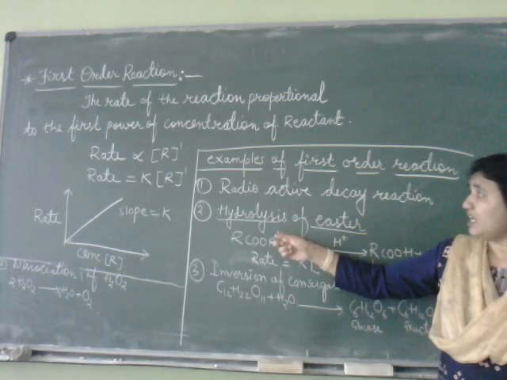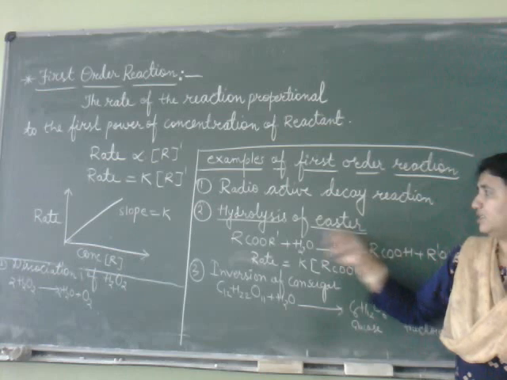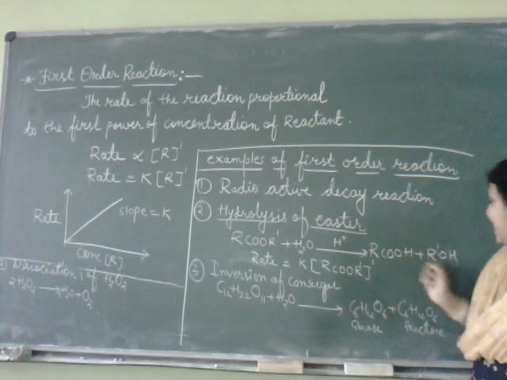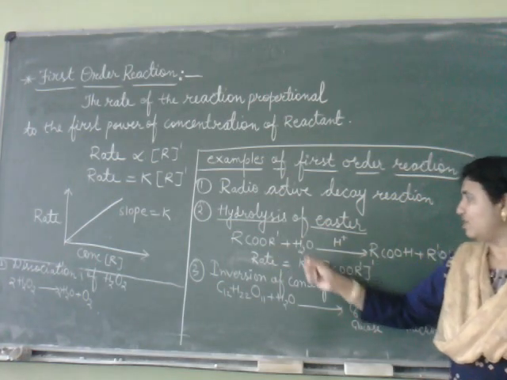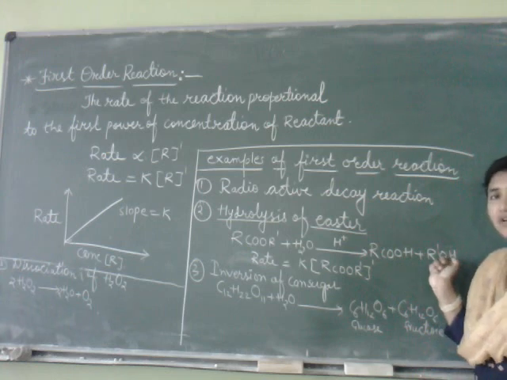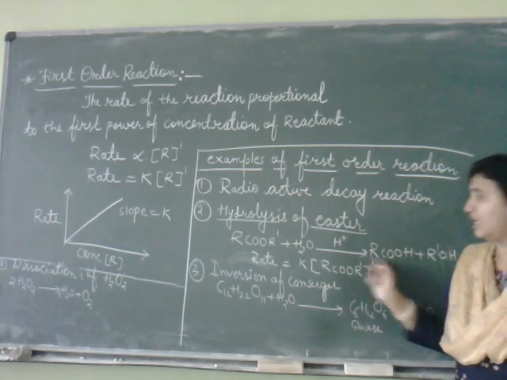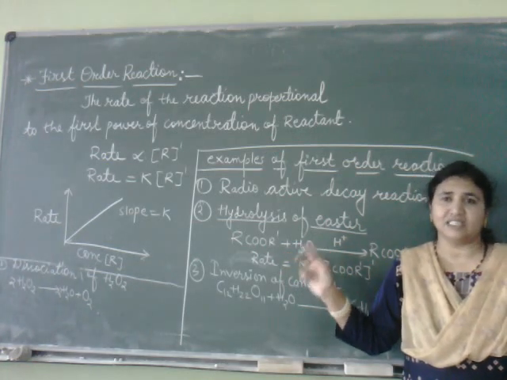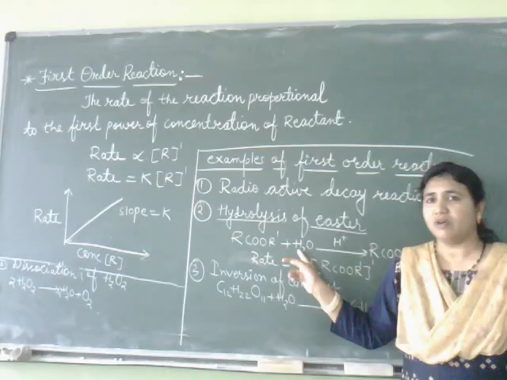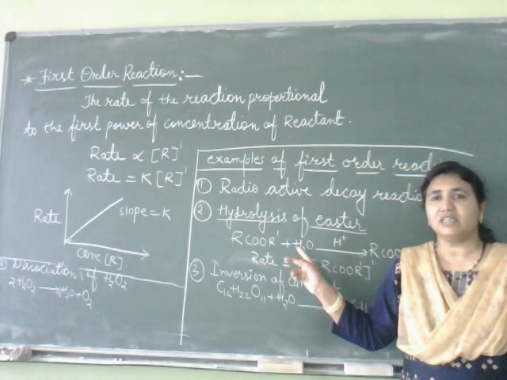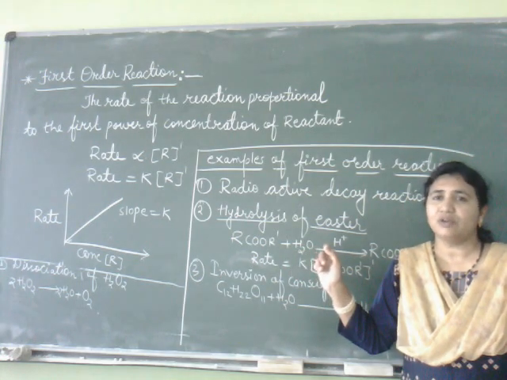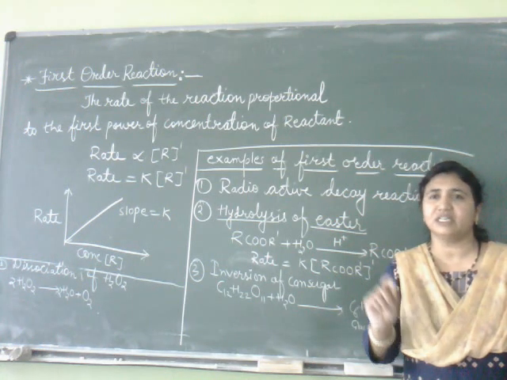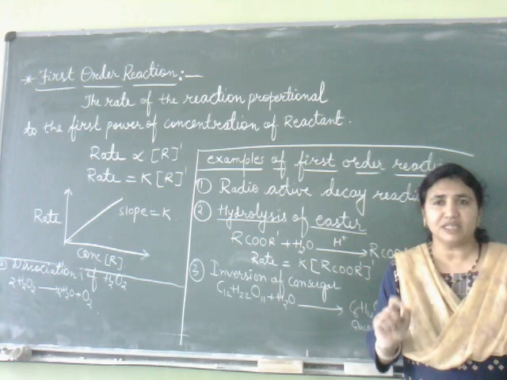Next we have hydrolysis of ester. Esters on hydrolysis give carboxylic acid and what? Alcohol. These reactions are first order reactions. See here, we have water as a reactant. If water is present in excess amount, what will its order be? 0. Whenever reactants are present in excess amount, their order will be 0. Their concentration is not considered; it is considered as 0 concentration if they are present in excess amount.